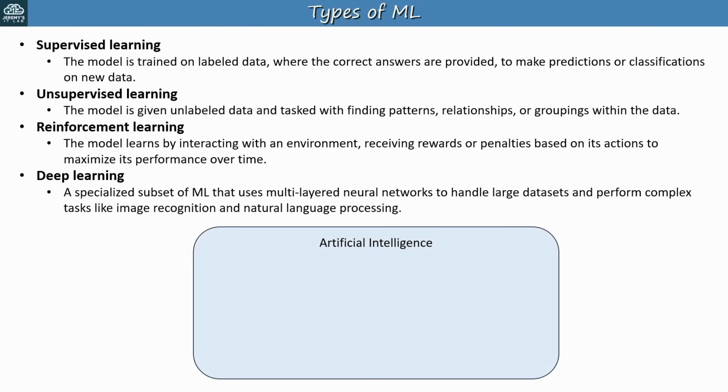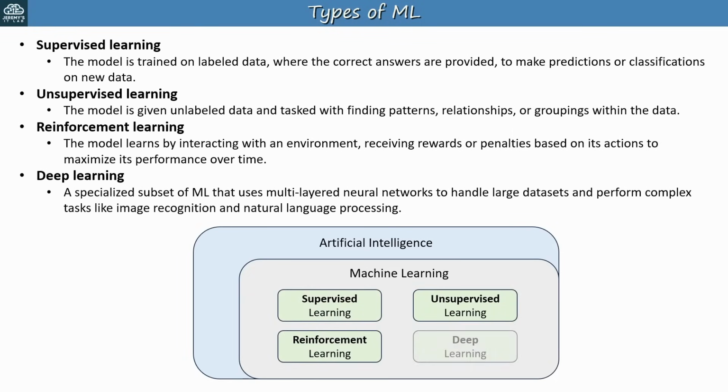Once again, AI is a broad field, and machine learning is a subset of AI that drives the most powerful AIs that exist today, from large language models to image recognition. Then, supervised, unsupervised, reinforcement, and deep learning are subsets of machine learning.